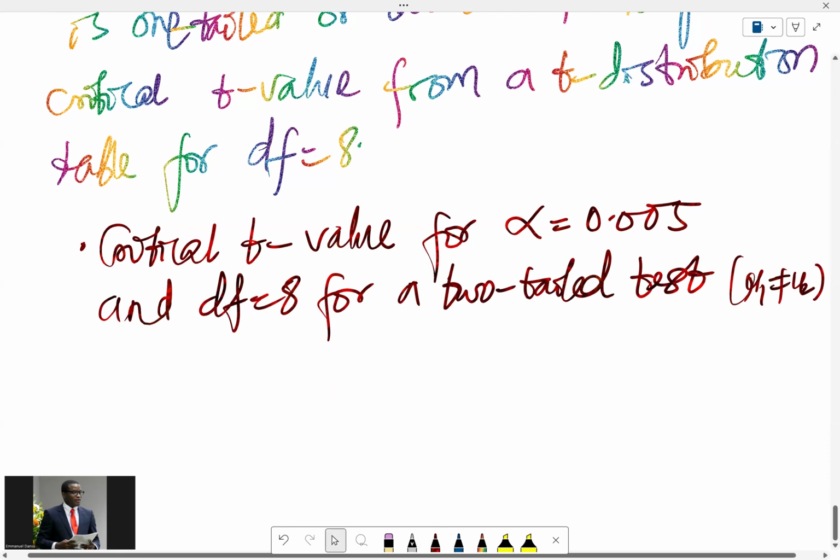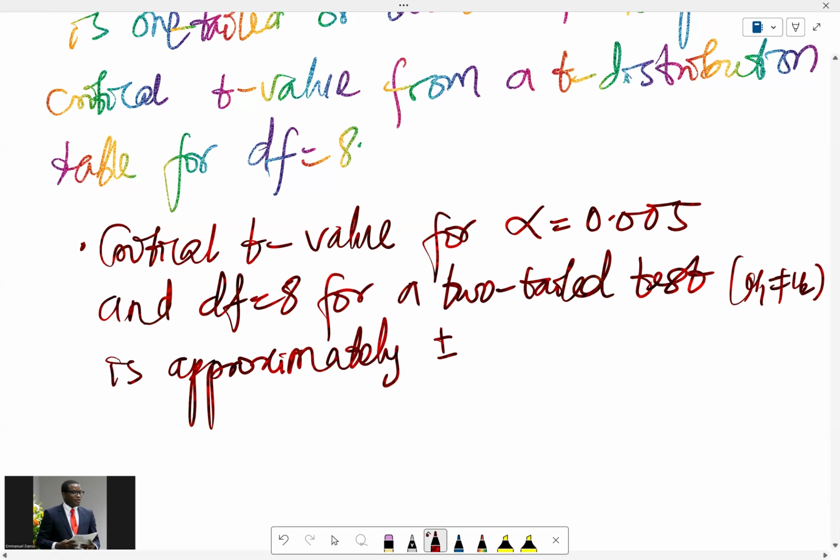So DF for a two-tailed test will be approximately, of course, the tables are different, but you get the same result. I mean, they are different in the sense that the way you look them up may not be exactly the same. So get used to your own kind of table. So what we have is approximately plus or minus 2.306.